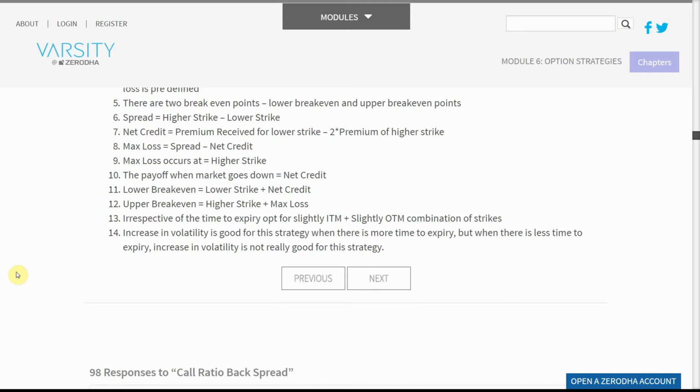Irrespective of the time to expiry, opt for a slightly ITM plus slightly OTM combination of strikes. Increase in volatility is good for this strategy when there is more time to expiry. But when there is less time to expiry, increase in volatility is not really good for this strategy.